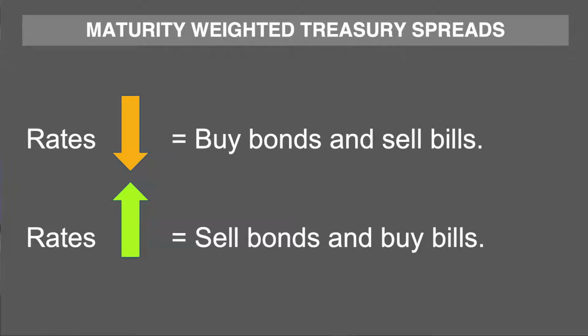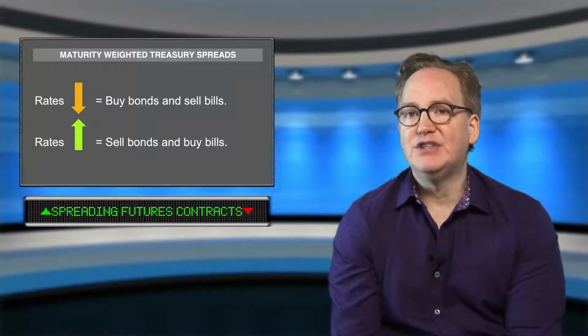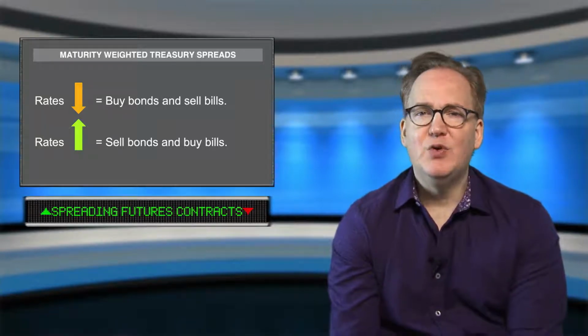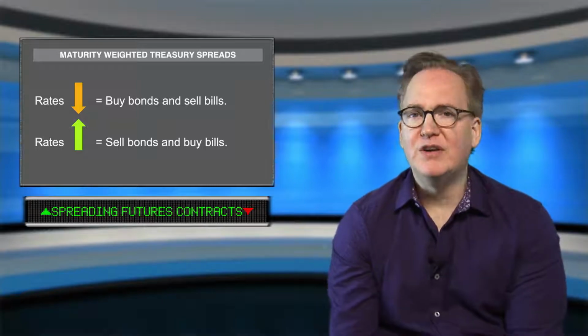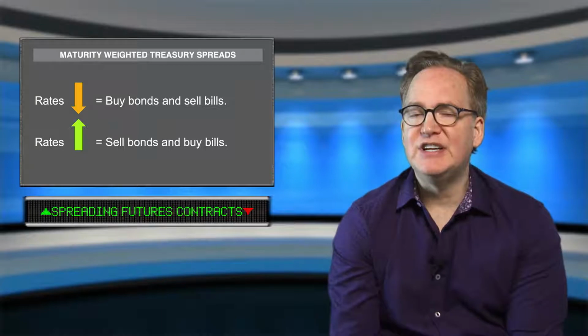So for every 2 bills, you need to put up $500,000 in par of bonds. So it's $4 to every $1. And that's a maturity-weighted spread using the T-bond and T-bill contract. More important is that you understand which contract you would buy or sell when you're using T-bills versus T-bonds.